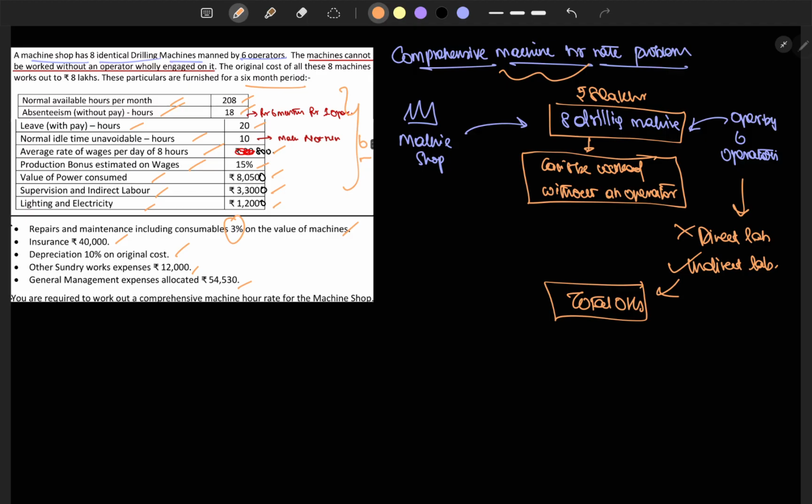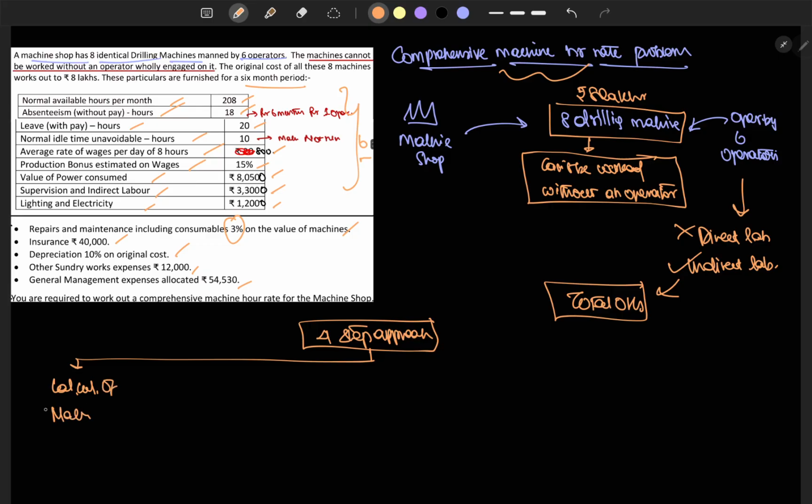Let's start. I've segregated this sum into a 4-step approach. The first step, as I already said, is to find the base quantity level, which is the total hours, that is, the calculation of total machine hours, and then the calculation of the machine hour rate.